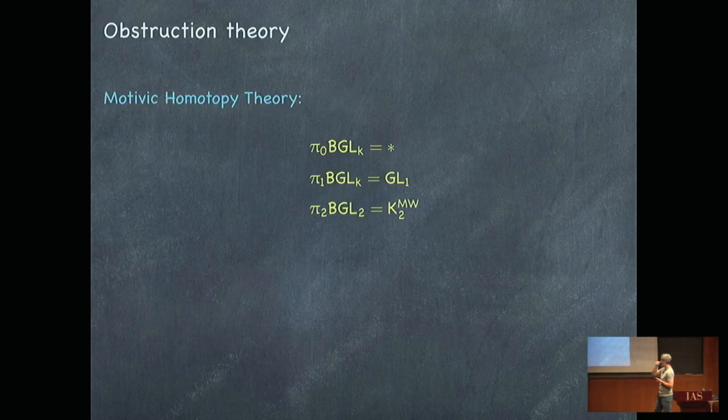So the fundamental group of BGL_K is GL_1. The homotopy groups are not abelian groups; they're special kinds of abelian sheaves on the Nisnevich site. And pi_2 of BGL_2 is mod 2 Milnor-Witt K-theory.